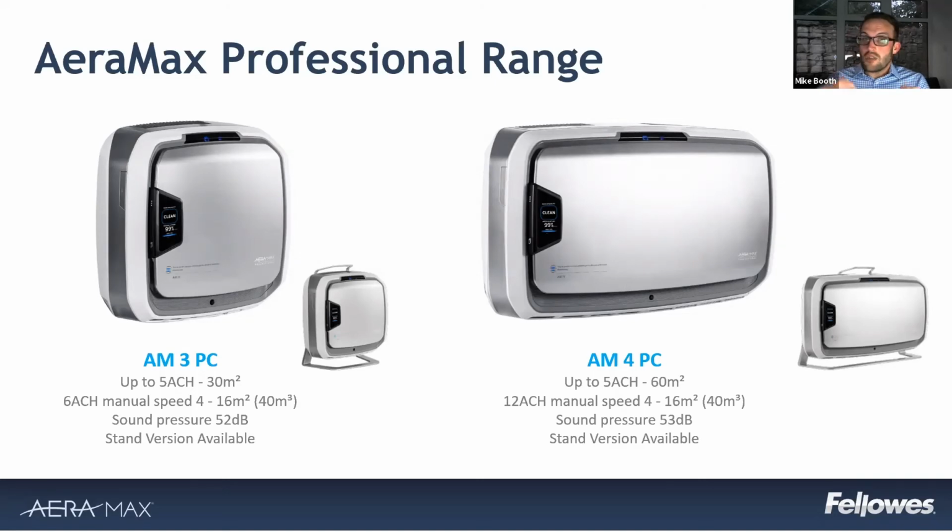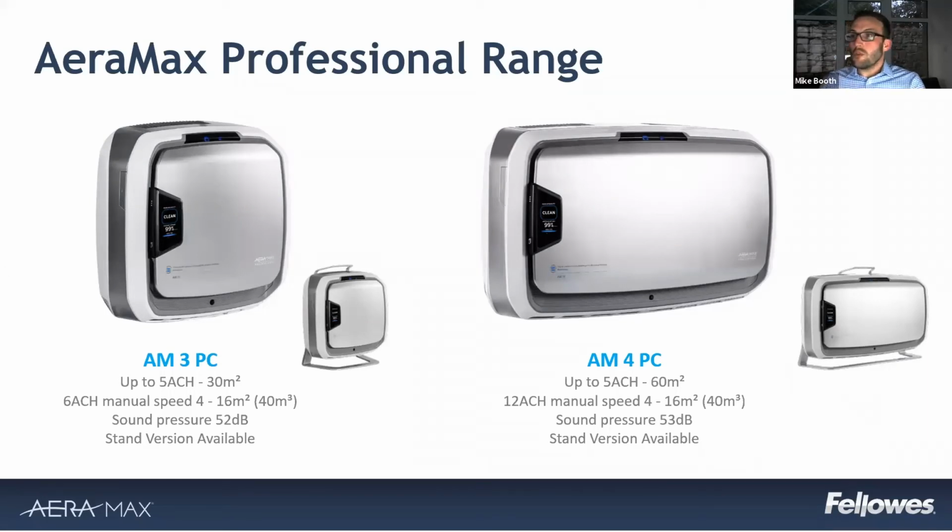But in respect to the air change per hour guidelines and the fallow period, the AM3 can deliver 6 air changes per hour if we set it to our manual fan speed 4. So this isn't the highest fan speed. It can go 1 higher as well. But at this fan speed, it's going to be at an acceptable noise level, around 50 decibels in terms of the sound pressure level. And this can deliver 6 air changes per hour within a 16 square meter space or a 40 cubic meter space.